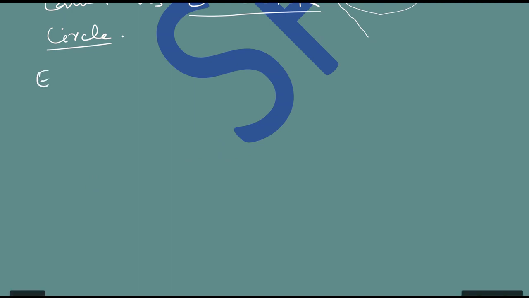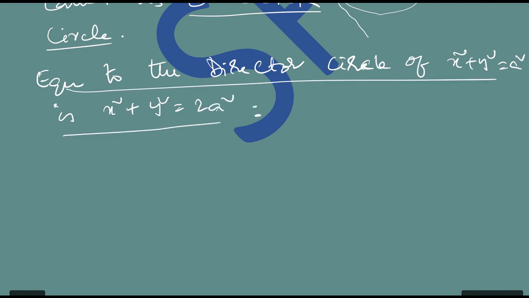Now we are going to see the equation to the director circle of x square plus y square equal to a square. In fact, we are going to show that it is x square plus y square is equal to 2a square. That's what we are going to show. Okay, you see, what should we do? We have a circle. We want the locus of the point of intersection of perpendicular tangents. We want the locus of this point.